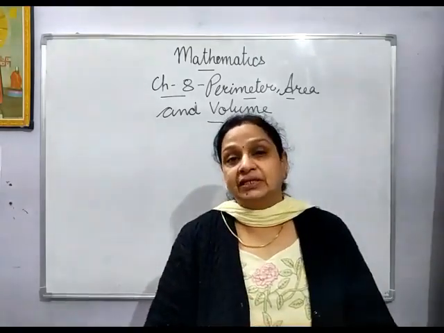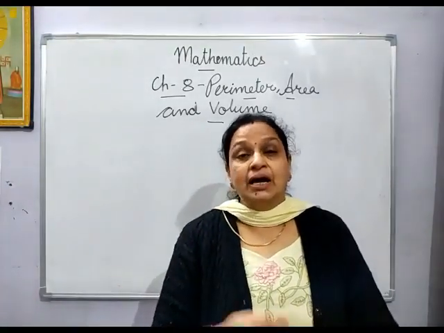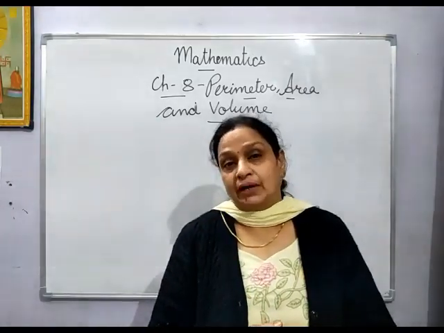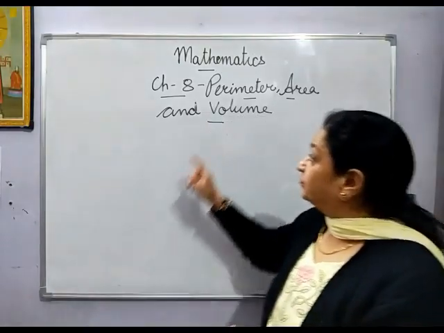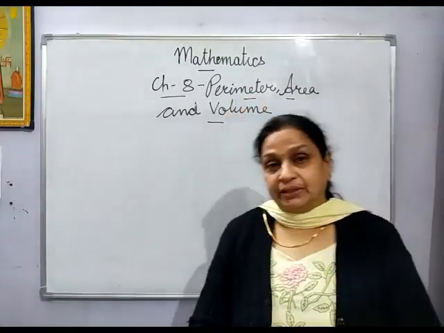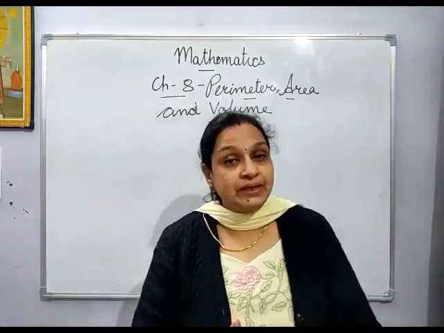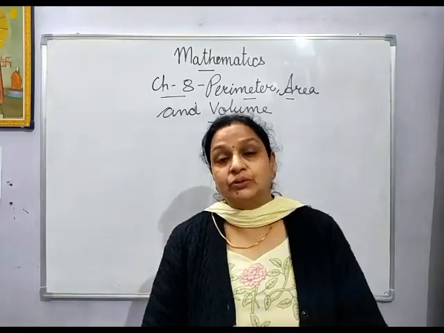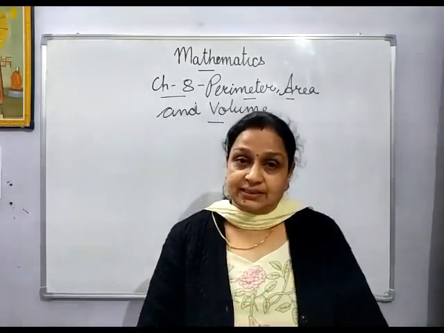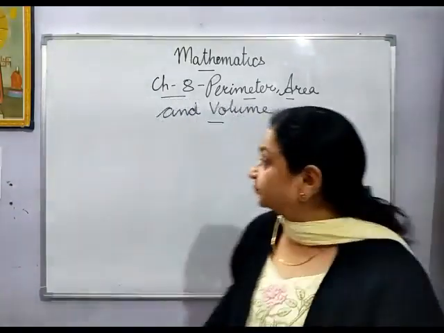There are 3 different things in this chapter, perimeter, area and volume, and we will be discussing them one by one. So today we will be starting with the very first term, that is perimeter. First I will explain what is perimeter and how you calculate it. You will go through the book also, then we will be solving the exercise. So we straight away start with perimeter.